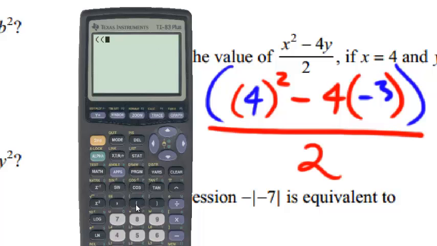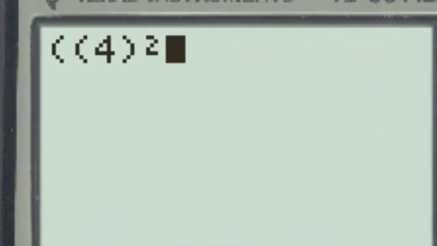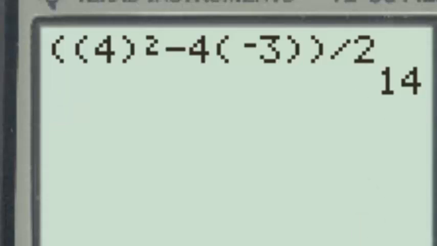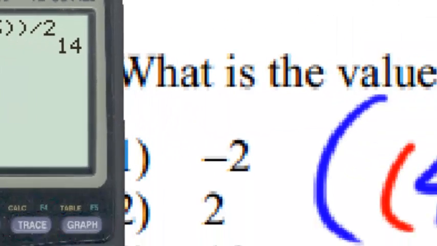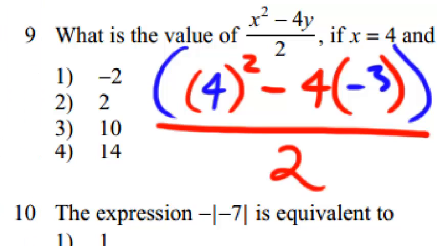open parentheses, 4, close parentheses, I'm going to do the squared button, minus 4, open parentheses, -3, close parentheses, divided by 2. And when we press enter, we get 14. Let's see if 14 is an option. It is. 14 is option number 4. So the answer to number 9 is 14.